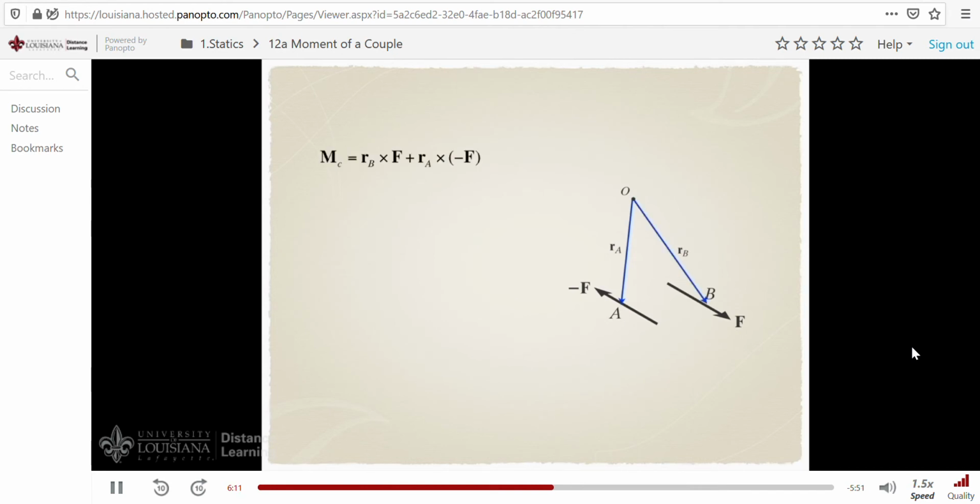When I calculate the moment, of course, I have r_B crossed with this F, and of course r_A crossed with minus F. I can factor out the common force term. When I do that, I simply have (r_B minus r_A) crossed with F. This is the distributive law of the vector cross product.